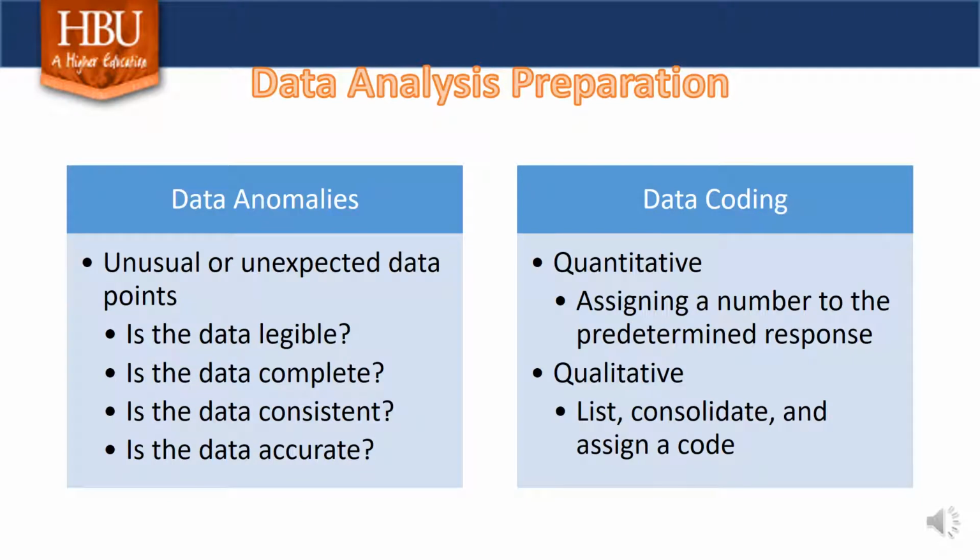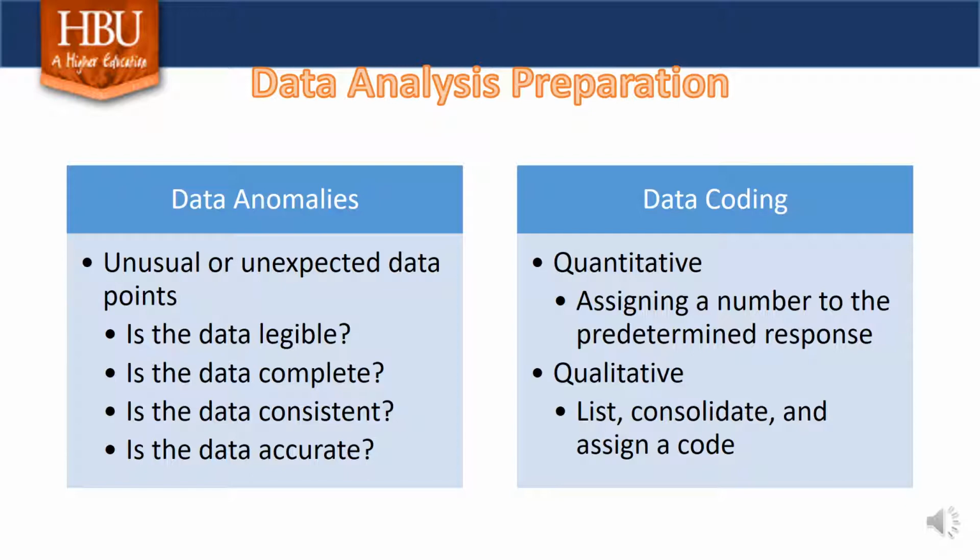I want to first start off and talk about some preliminary data analysis preparation. There are a couple of things I want to ensure that we think about as we begin to prep our data. First of all, are there any anomalies? I want to make sure that we think about our data being legible, complete, consistent, and accurate. And if it isn't, we need to stop and rethink or readjust our data.